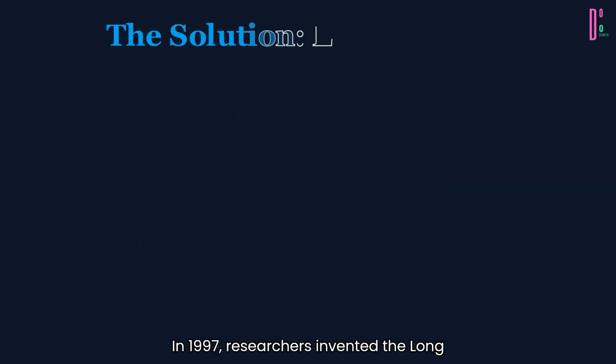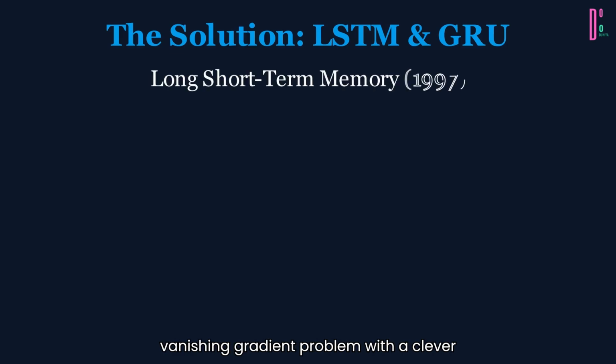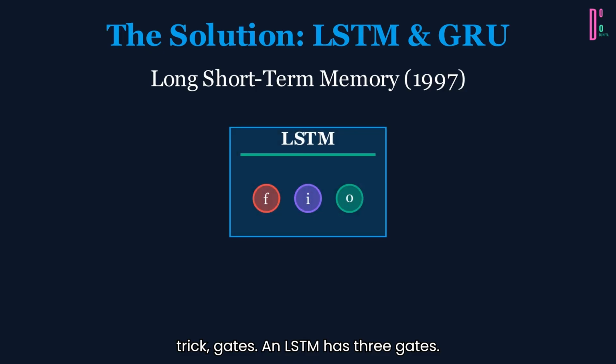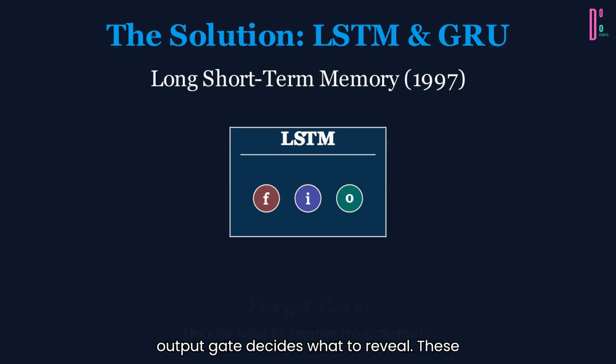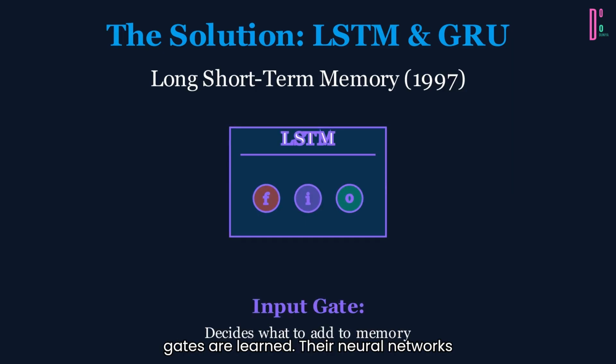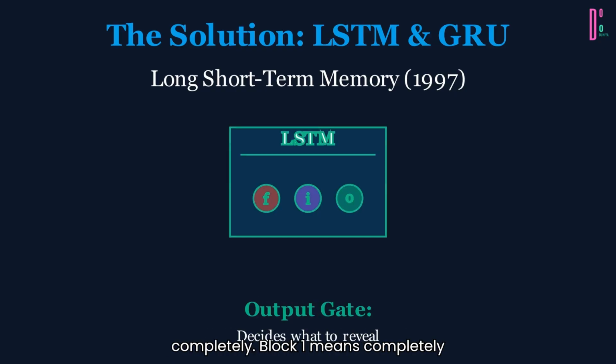In 1997, researchers invented the long short-term memory, LSTM. It solved the vanishing gradient problem with a clever trick, gates. An LSTM has 3 gates. The forget gate decides what to throw away from memory. The input gate decides what new information to store. And the output gate decides what to reveal. These gates are learned. They're neural networks themselves, using sigmoid activations to output values between 0 and 1. 0 means completely block. 1 means completely allow.